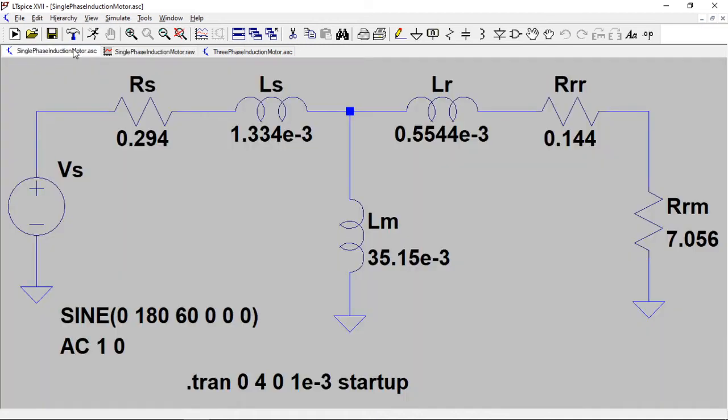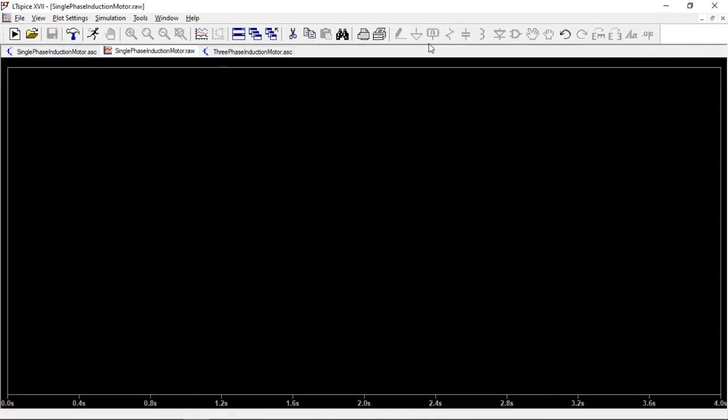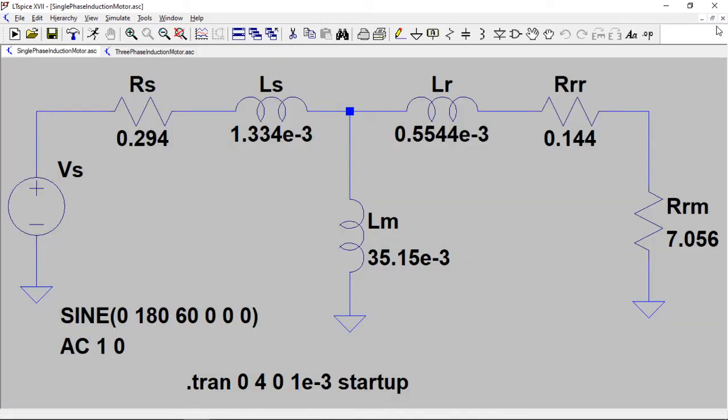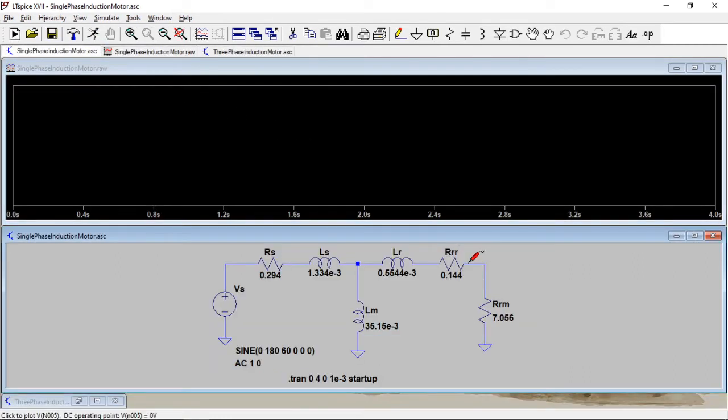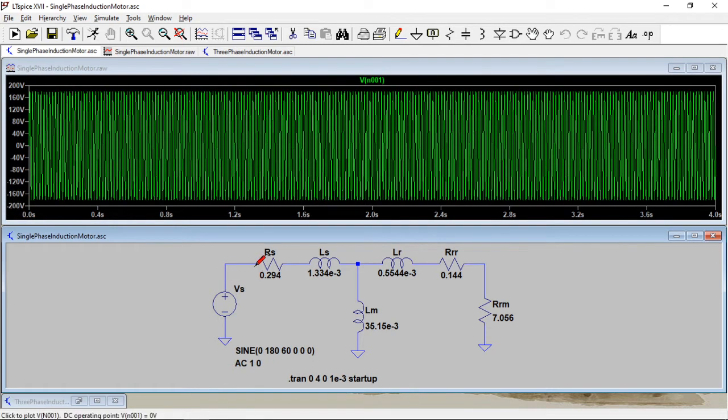Oops, I didn't want to do that. Okay, so let's try this again. Alright, so in here, let's run this. Alright, there we go. Alright, so the first thing I want to do is let's look at the voltage and the current. Okay, and here's my current.